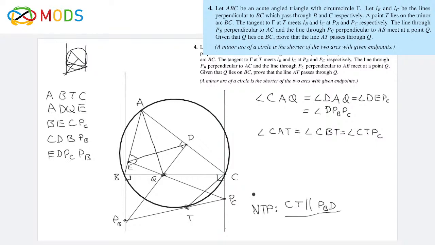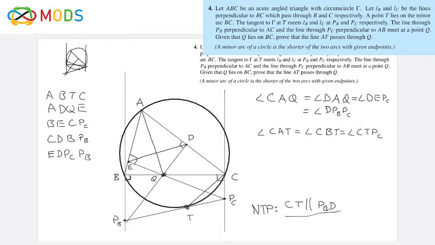Find doesn't work. Wait. Wait a minute. Okay. Tony, try construct AQ intersect the circle.